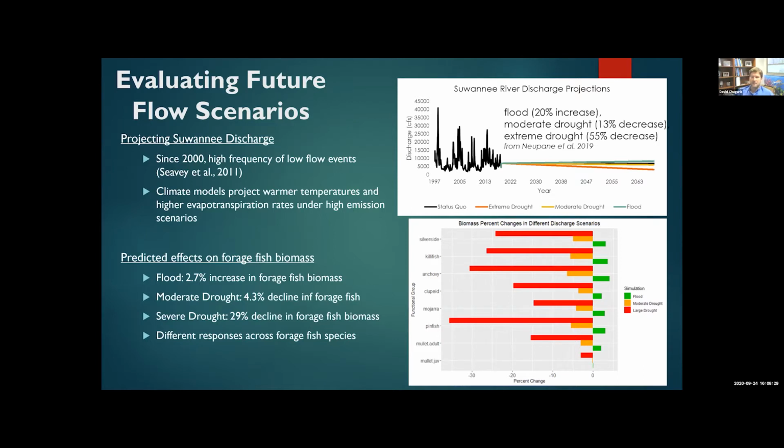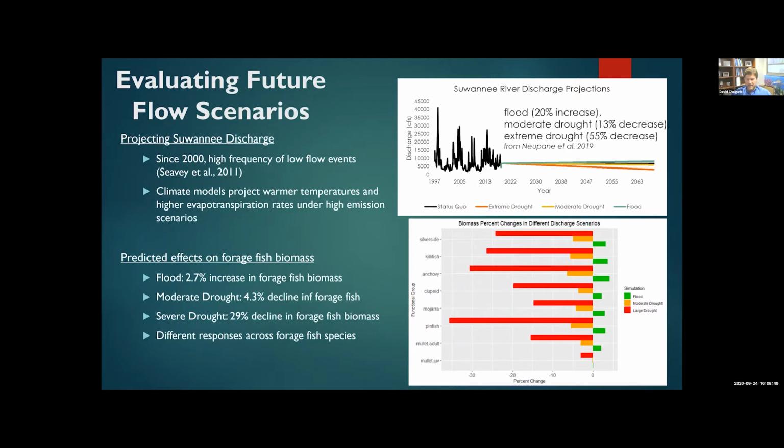river discharge. And these were all informed by the study by Nepal et al. 2019, who did a projection model for the Suwannee River. And there were three, to bracket the uncertainty in those projections. We looked at a flood scenario, a moderate drought scenario, and an extreme drought scenario.